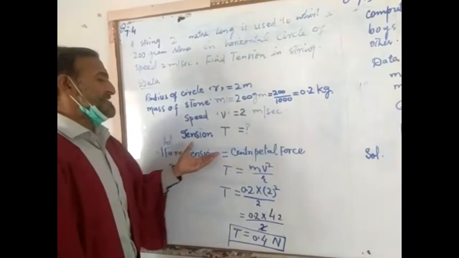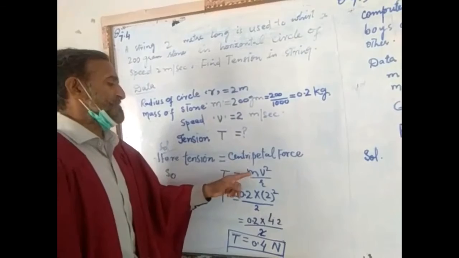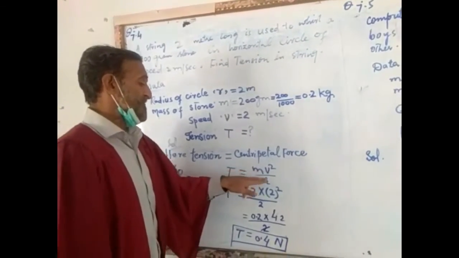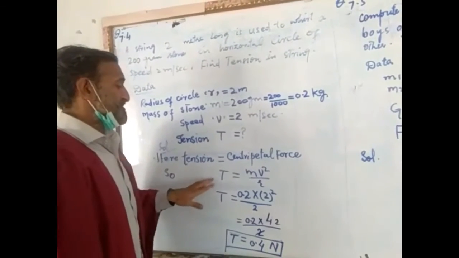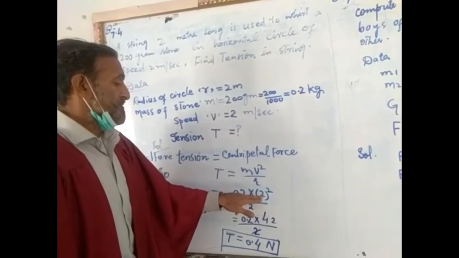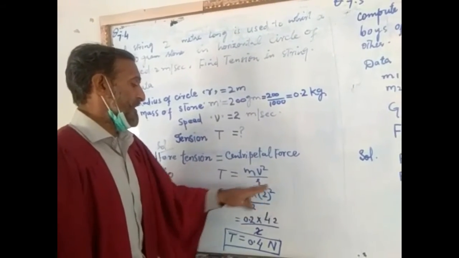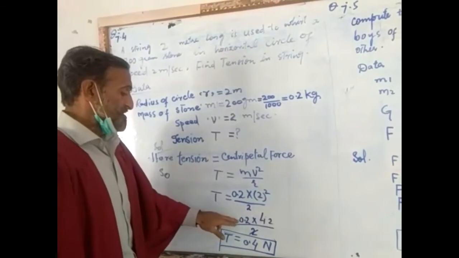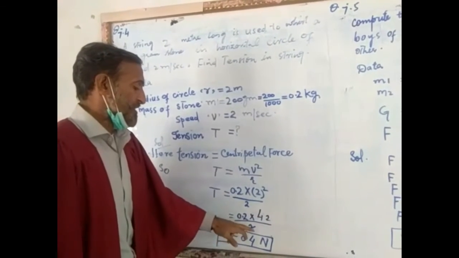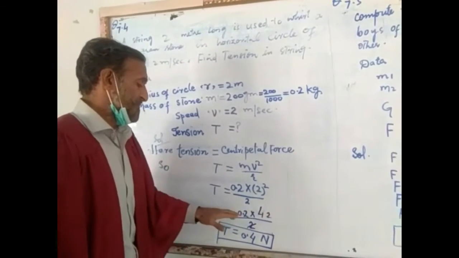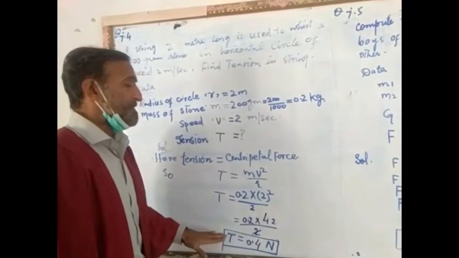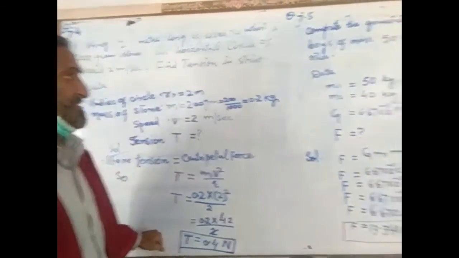Tension is equal to the centripetal force, and we know that centripetal force is equal to mv square upon r. The equation: tension is equal to mv square upon r. Putting values of the data: 0.2 which is the mass, 2 meter per second is the velocity, 2 square upon radius 2. 0.2 multiplied by 2 square, which is 4, divided by 2. 2 2s are 4. 0.2 multiplied by 2, 0.4 Newton. This will be the answer, the tension.